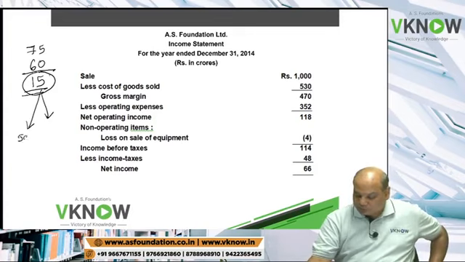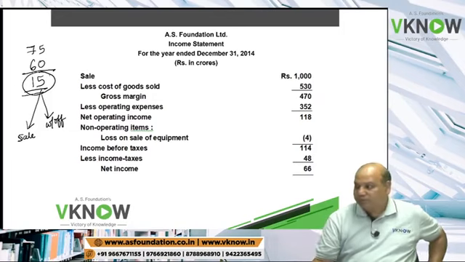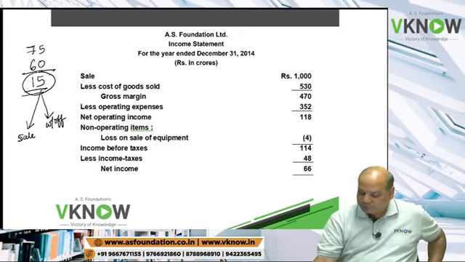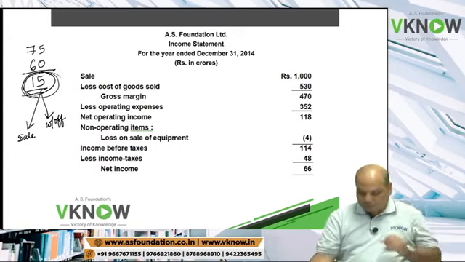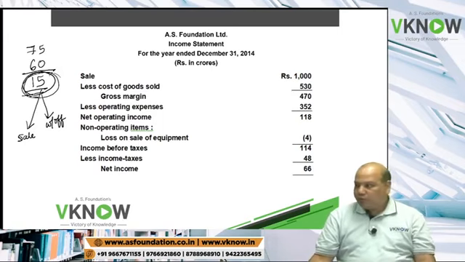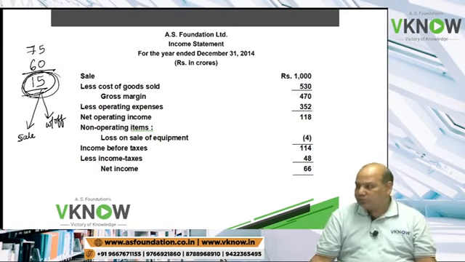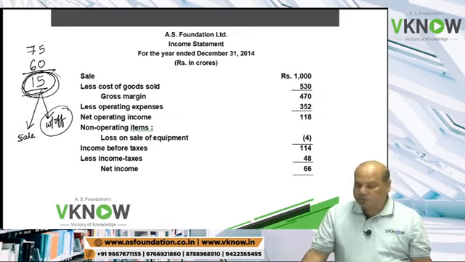Option A, sale. Option B, write off. The difference of 15, what will you call it? Please reply. What will you reply? Write off is not possible. Why write off is not possible?